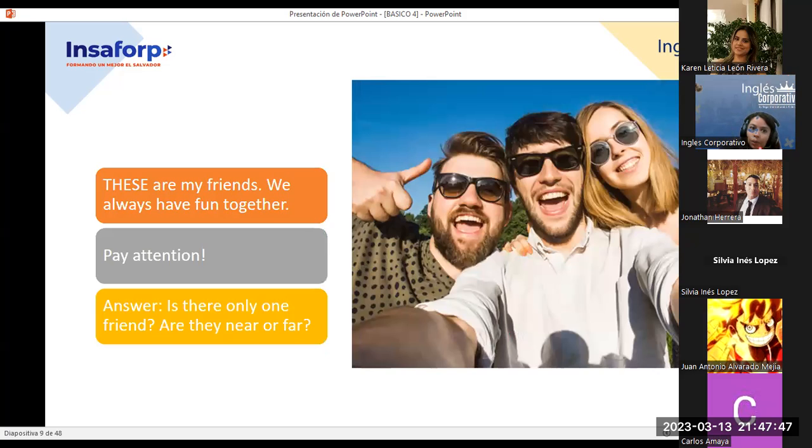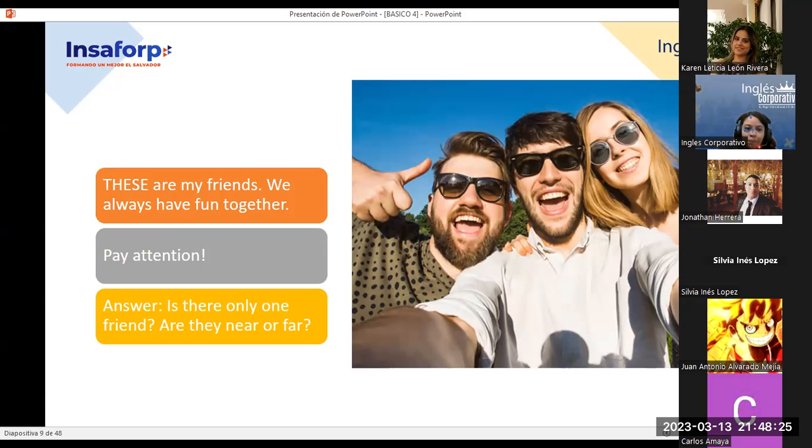Or take a look at the following. These are my friends. We always have fun together. Okay, how many friends do you see? Two, three. Maybe two, maybe three. Okay, these are my friends. We always have fun together. And are they near or are they far? Según esto, according to this one, these es para cosas o personas o objetos que estén cerca, pero ya no es uno. Son varios, right? There are a couple of them.